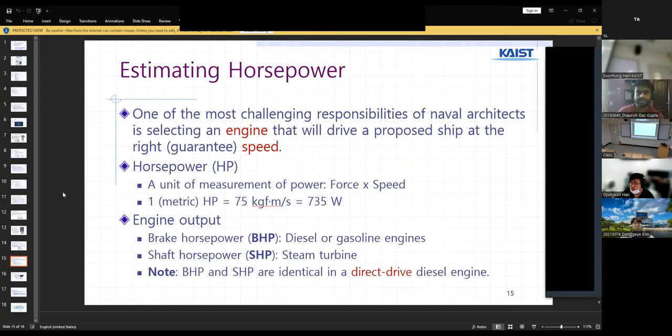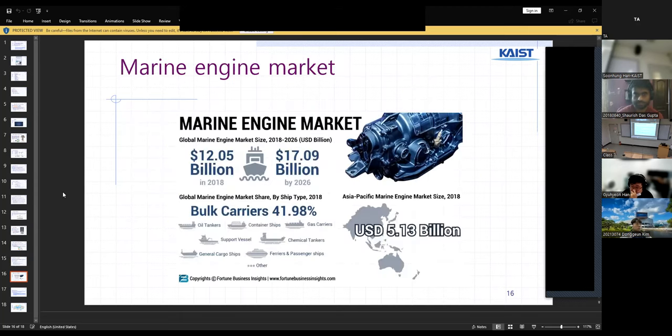So we saw the procedure to calculate all the different power outputs, adding the margins, adding the losses, and then we get the horsepower through which the selection of the ship engine is done. So then there are brake horsepower, which is diesel or gasoline engines, and then shaft horsepower, which is used for steam turbine engines, and the BHP and SHP are identical in a direct drive diesel engine.